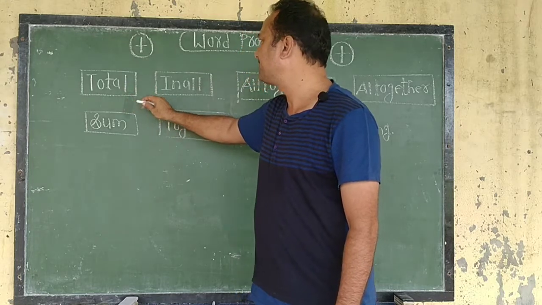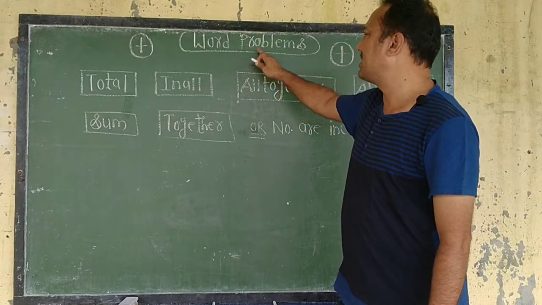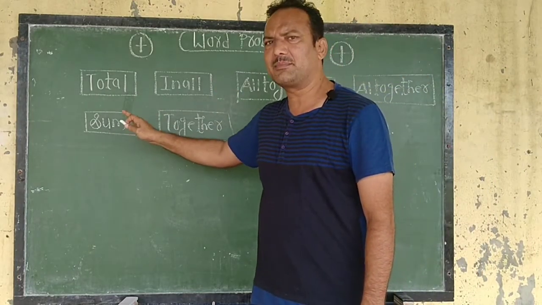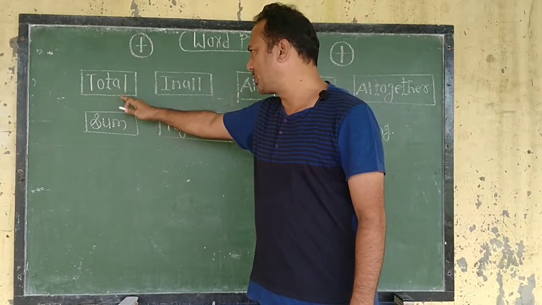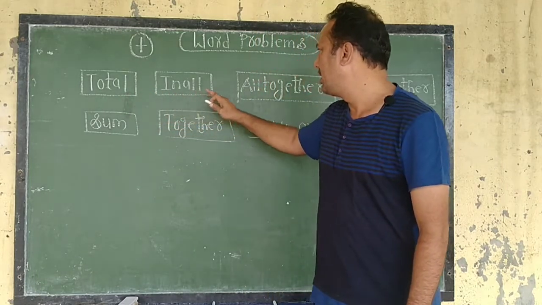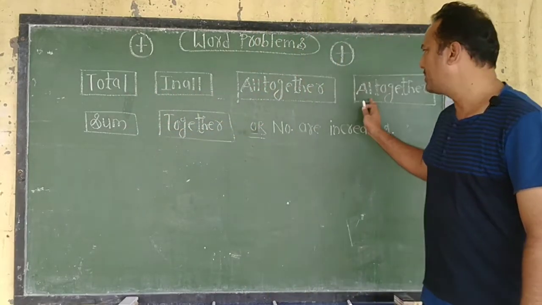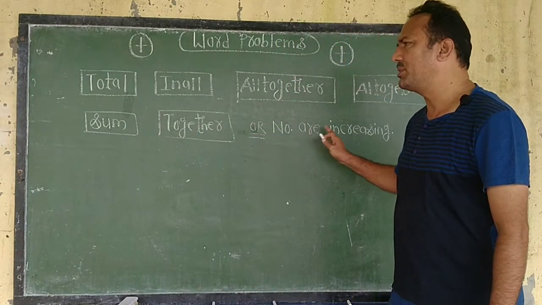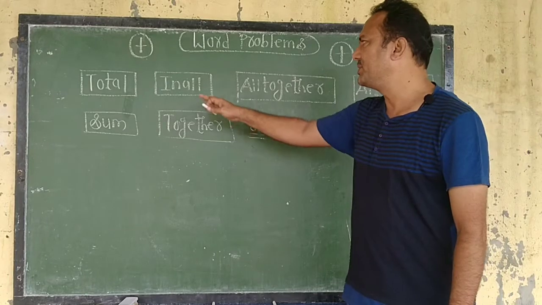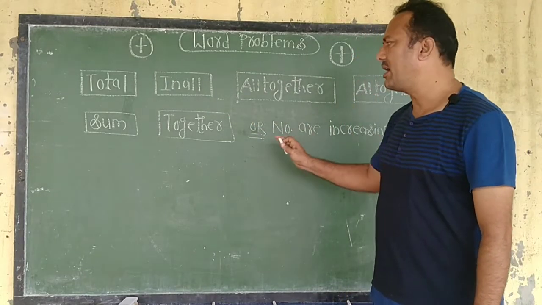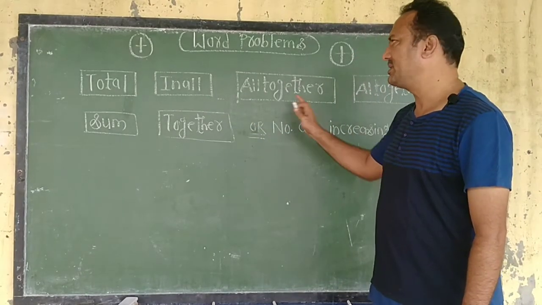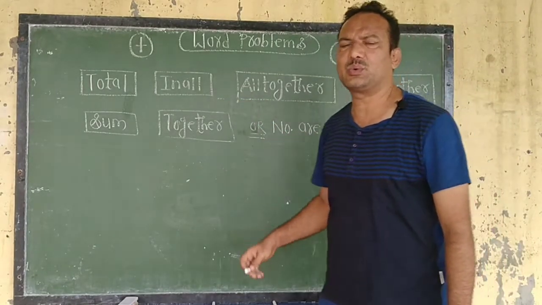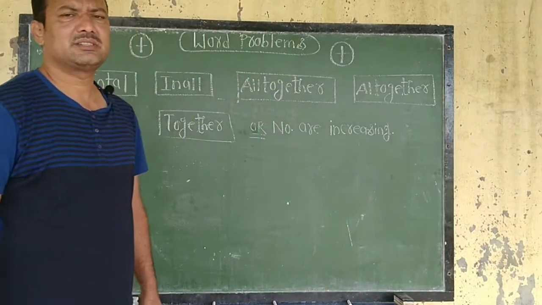Remember once again, in the word problems of addition, a few keywords you will get in the last line of the example, that is total, in all, together, altogether, sum, together, or numbers are increasing. If you get these keywords, or if you don't get the keywords but numbers are increasing, then you have to apply the addition sign.